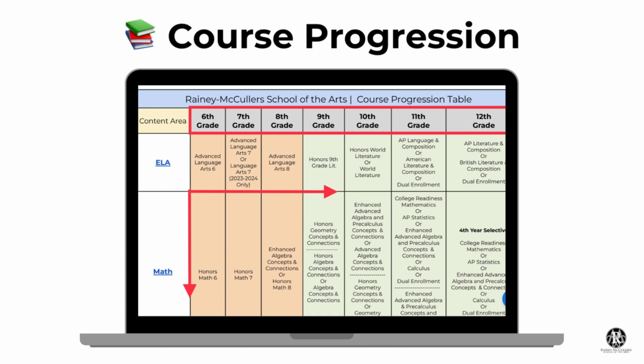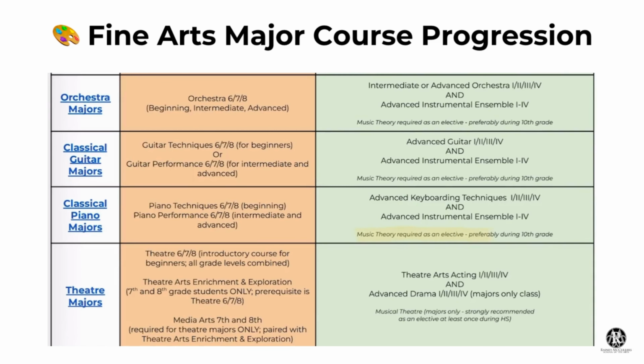This course progression table provides a row for each content or program area and a column for each grade level. Required fine arts major courses are included in this progression as well. Notice that some majors require a third course during certain years. For example, 10th grade music majors are required to add music theory and composition to their electives list, and theater majors are strongly recommended to put musical theater on their electives list.